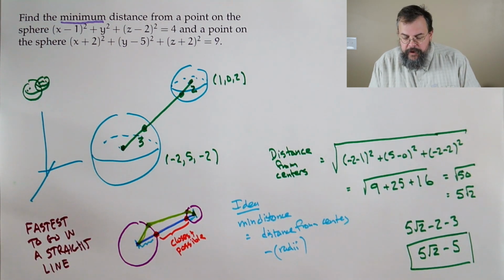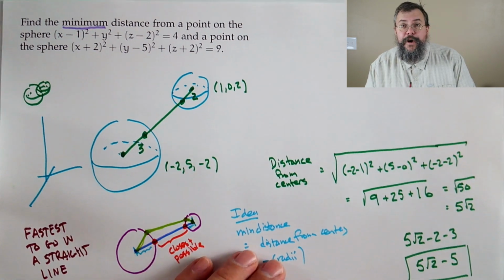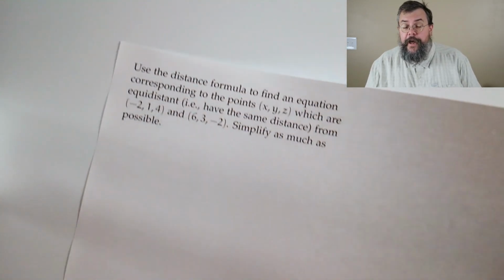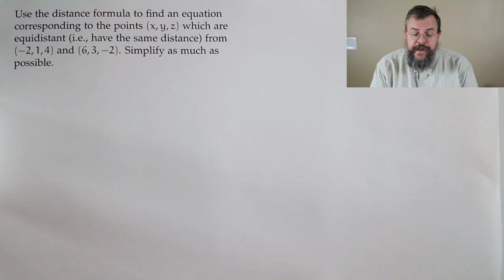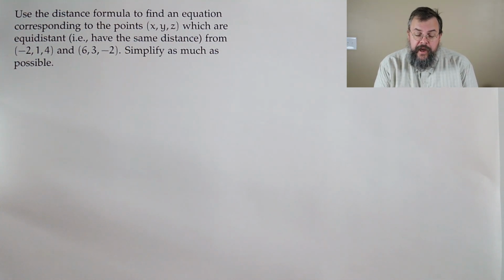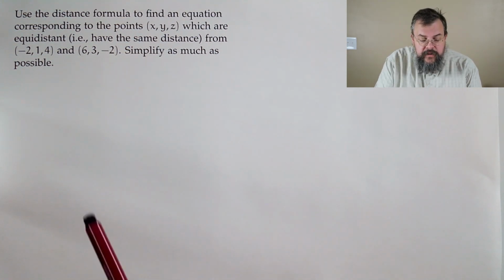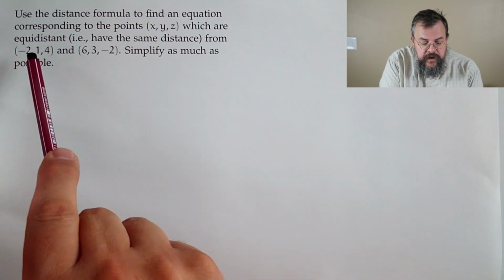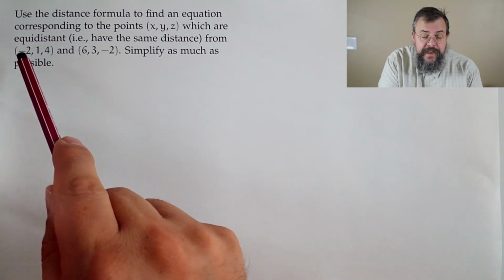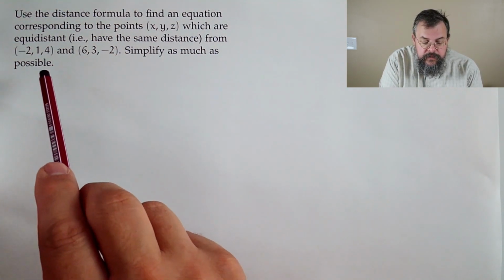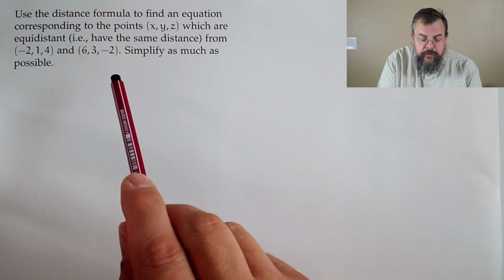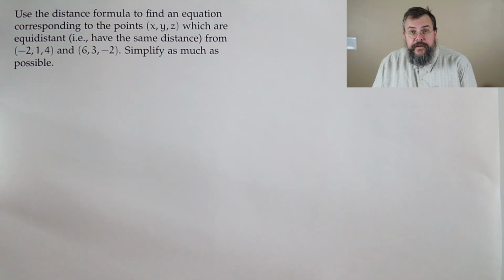Okay, good. Well, let's do another problem. And this will be our last problem for now. But here we go. Use the distance formula to find an equation corresponding to the points x, y, z, which are equidistant, i.e. have the same distance. In fact, we can see the word equidistant means same distance because distant, well, that's distance, and equa is equal. All right, from -2, 1, 4, and 6, 3, -2. Simplify as much as possible.